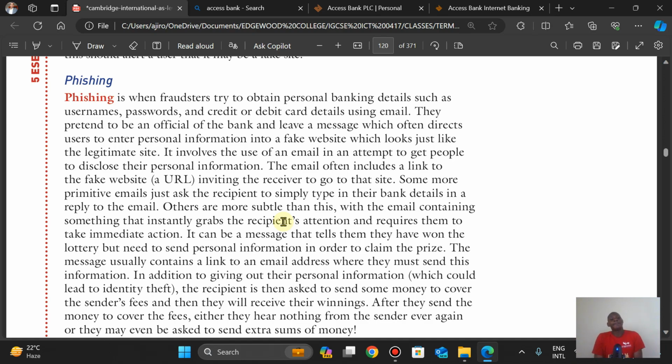Okay. Now, phishing is when the fraudster tries to obtain personal banking details, such as username, password, credit card details, debit card details, using email. We're talking about pharming that redirects you to a fake website. Phishing, on the other hand, is going to obtain personal details using email. They pretend to be an official of the bank and leave a message which often directs the user to enter personal information into fake websites. So they send you an email looking as if they're Access Bank, but truly, they're not. And they tell you to put in your information.